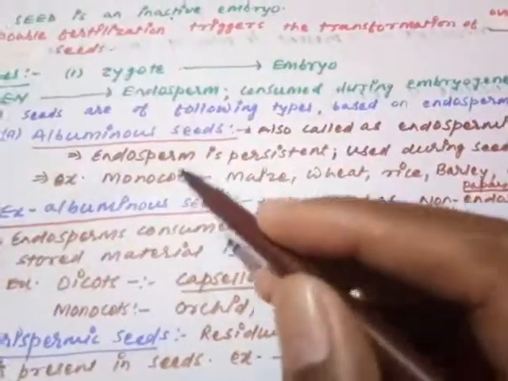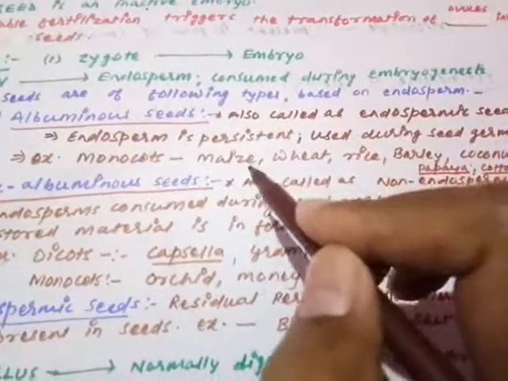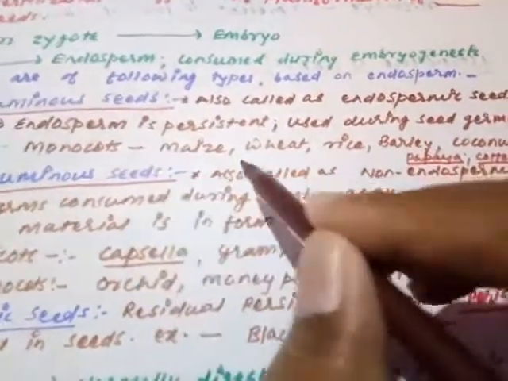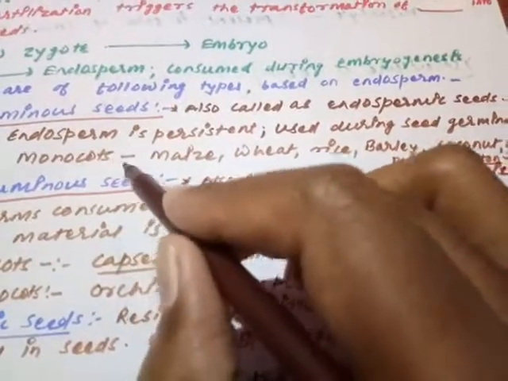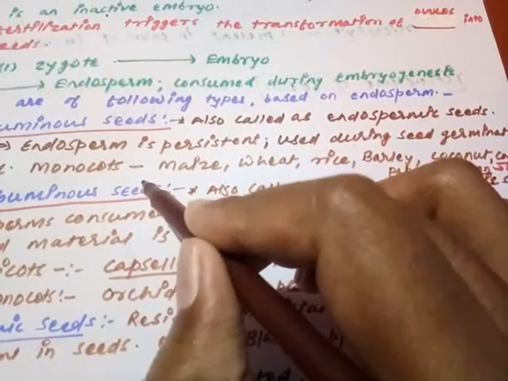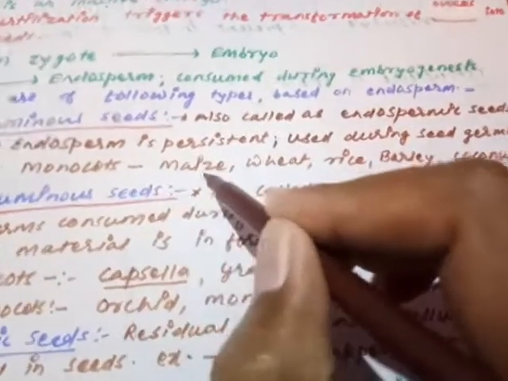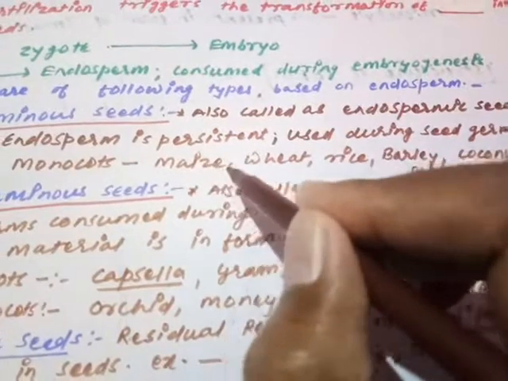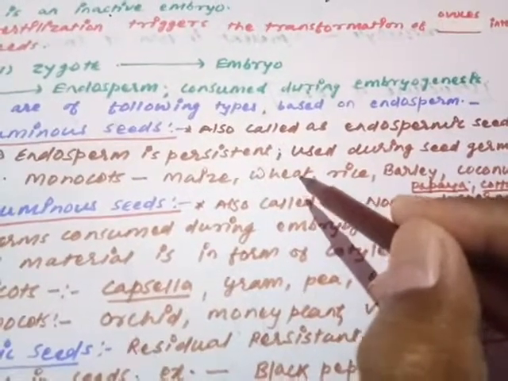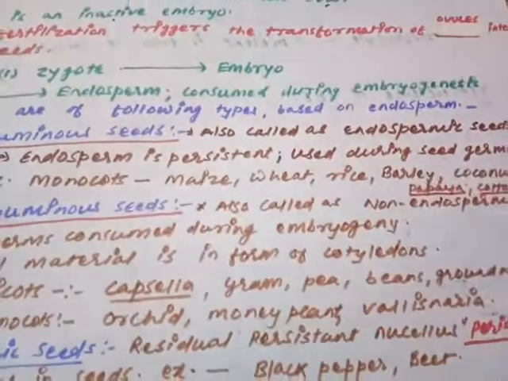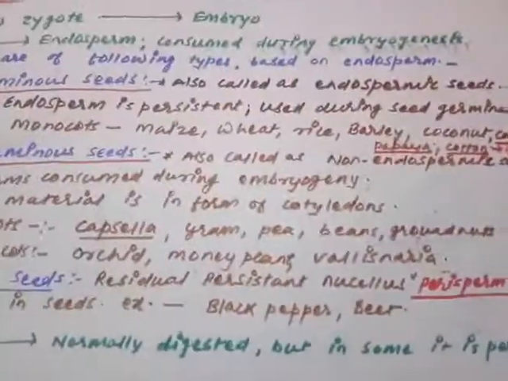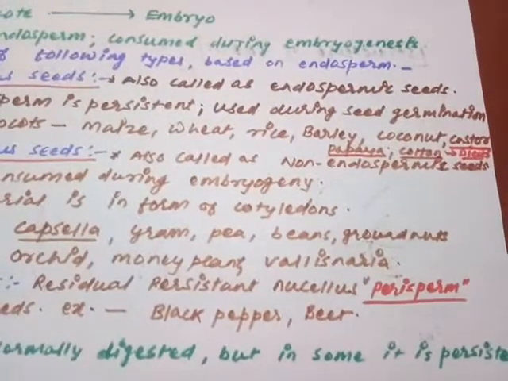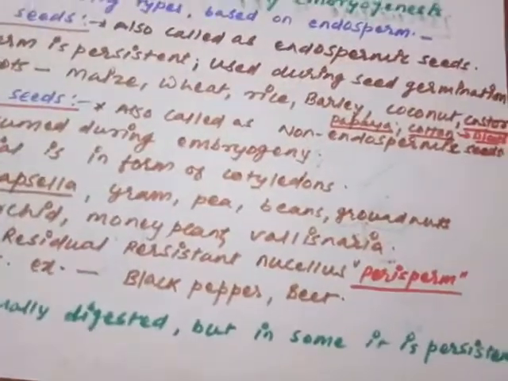So here the albuminous seed is the endospermic seed, meaning they have persistent endosperm. An example of endospermic seeds is the monocots. Most of the monocots have albuminous or endospermic seeds. If you are using maize, you are eating the endosperm of the plant. If you are using wheat, you are eating the endosperm of the plant. Rice, barley, coconut, whatever monocot seeds there are, we are using the endosperm of those seeds for the purpose of nutrition.